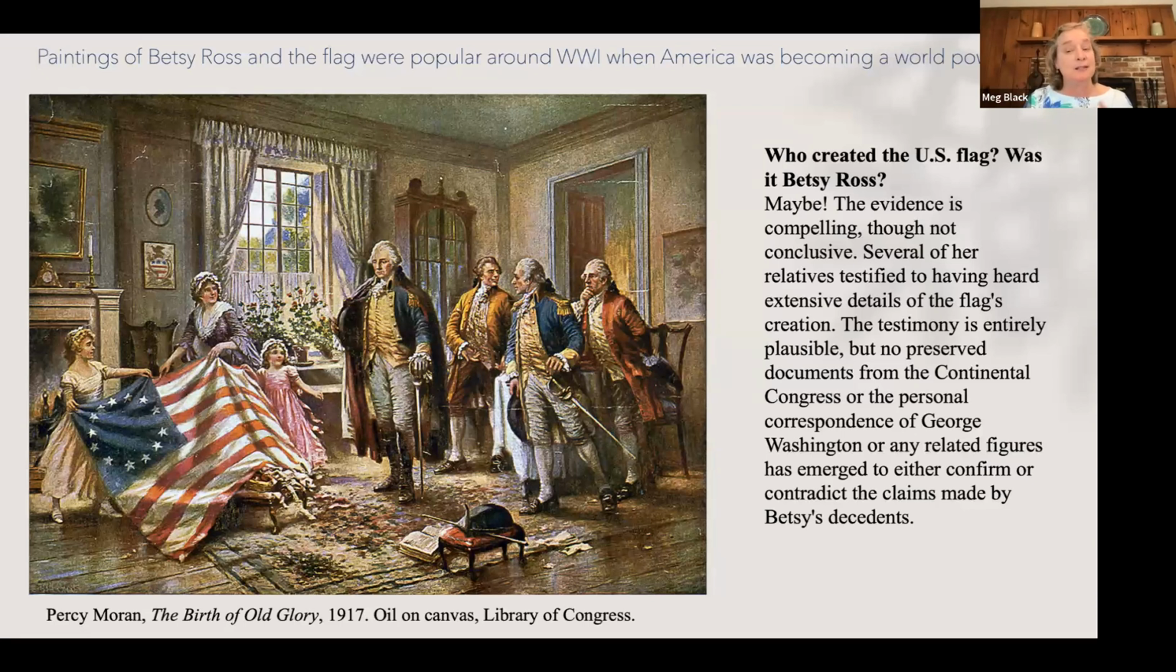The testimony is plausible, but there are no preserved documents to say, yes, absolutely, that it was Betsy Ross. No one has emerged to either confirm or contradict the claims made by Betsy's descendants. So she goes down in history as the first seamstress of the American flag.